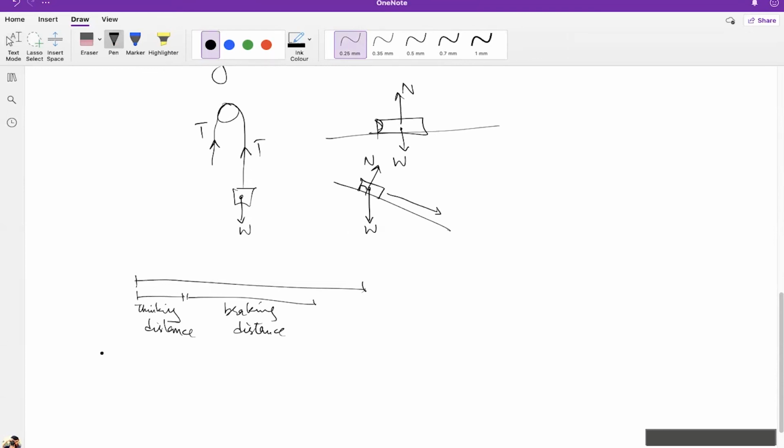Go on. If somebody takes half a second to decide if they want to apply a brake at a speed of 60 kilometers per hour, how many meters would their car travel while they decide?